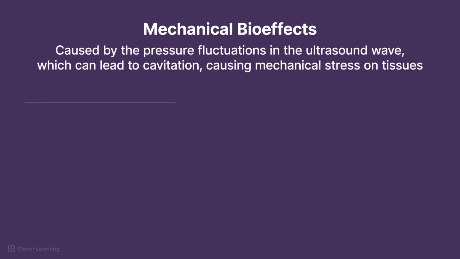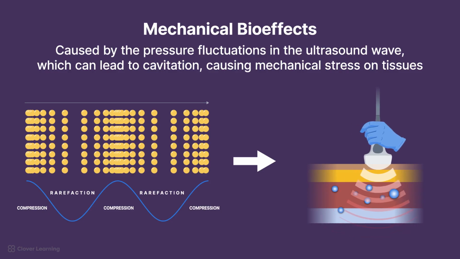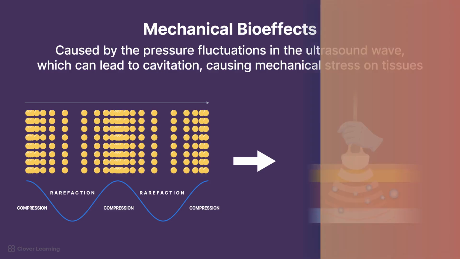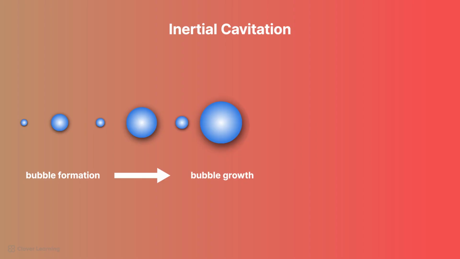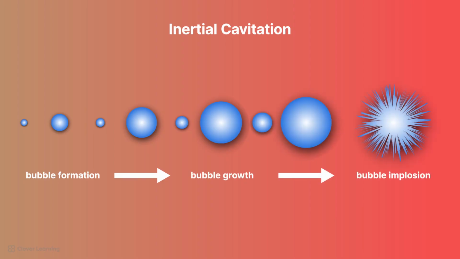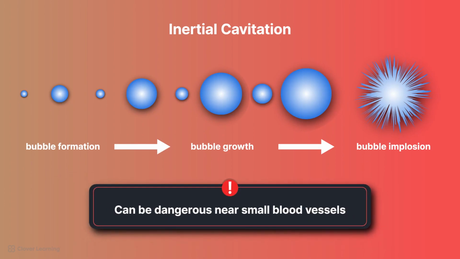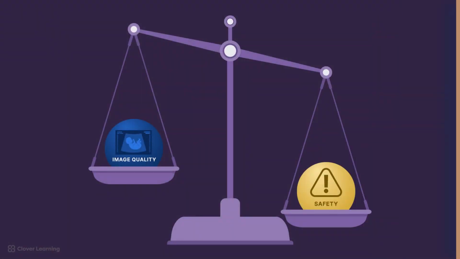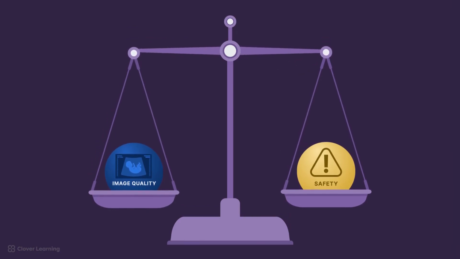Mechanical bioeffects are caused by the pressure fluctuations in the ultrasound wave, which can lead to cavitation or bubble forming, causing mechanical stress on tissues. Ultrasound waves interact with gas-filled microbubbles, which are created from sound waves, which will then oscillate and, at high intensities, potentially collapse, a phenomenon known as inertial cavitation. This can be dangerous. For instance, cavitation occurring near small blood vessels could cause vascular endothelial damage or microvascular rupture to happen.